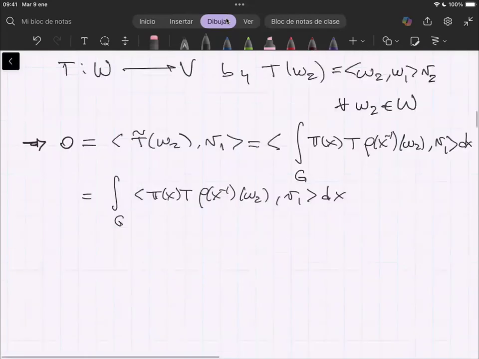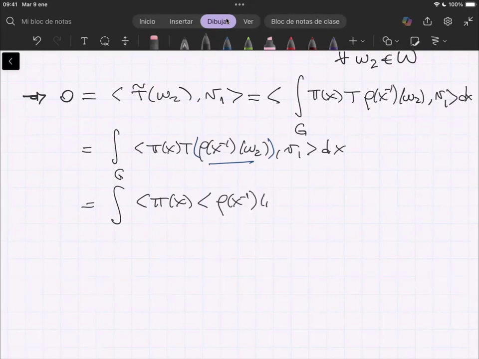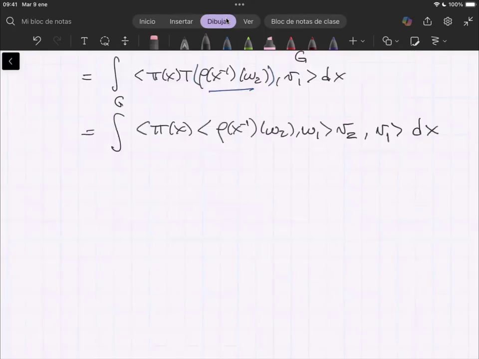Now I use the definition of T. Yes, so the definition of T was: we take the inner product of this element, so we are applying T of this thing, we are applying W1, so we get Px, and then the inner product of rho of W2 against W1, and then the result we multiply by some B2, and then we have against B1, okay? This was the definition of our T.